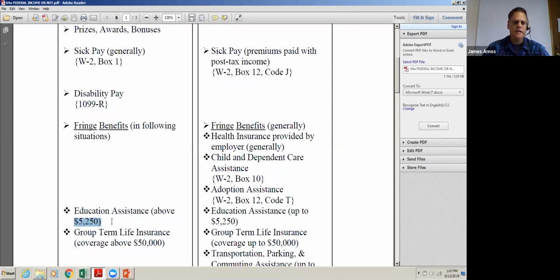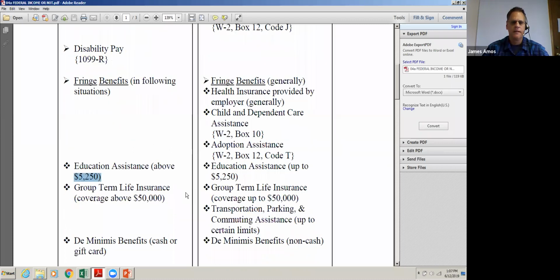Technically, also included is any amount that's reimbursed to the employee that's more than the employee actually paid for education. Also not included in income is group life insurance, as long as the coverage is 50,000 or lower. In other words, coverage up to 50,000 will not be included, but the premiums for any amount above 50,000 will be included.